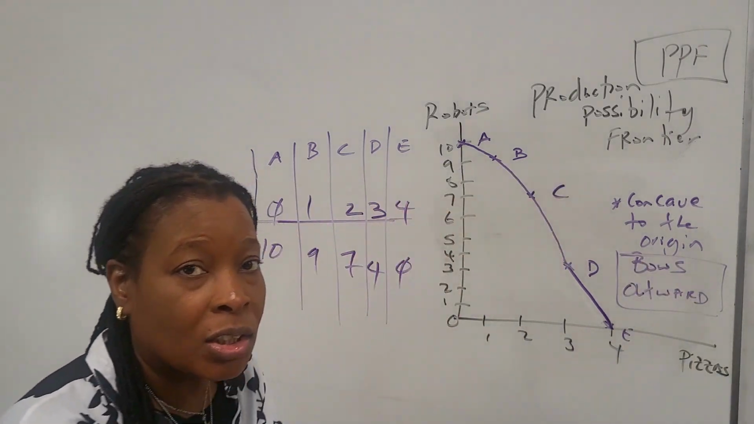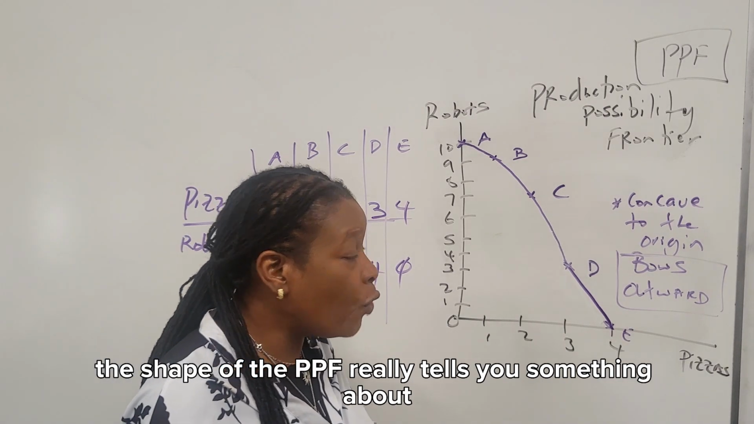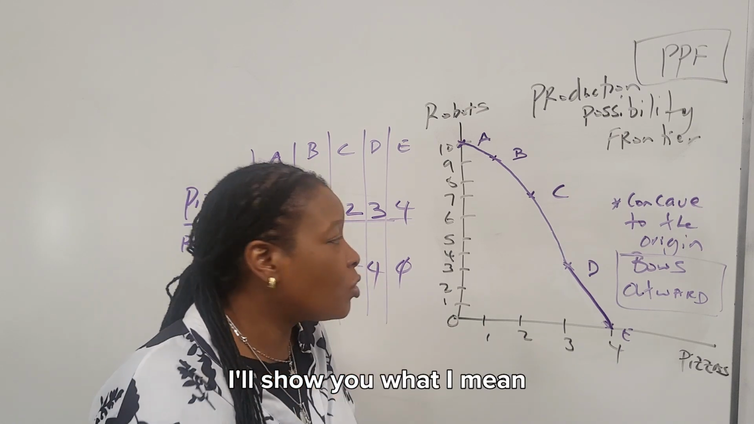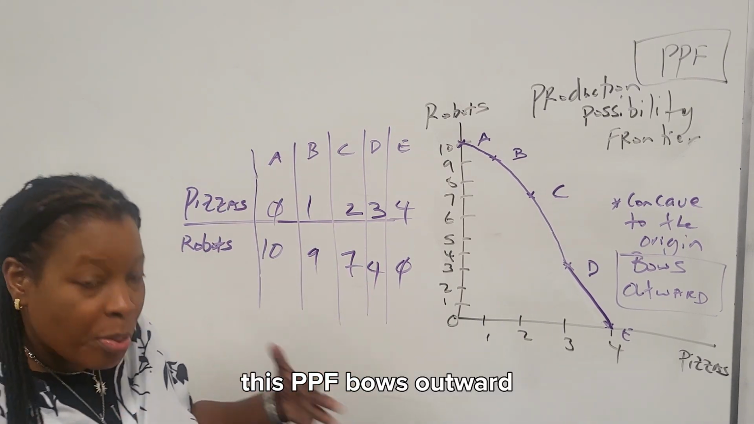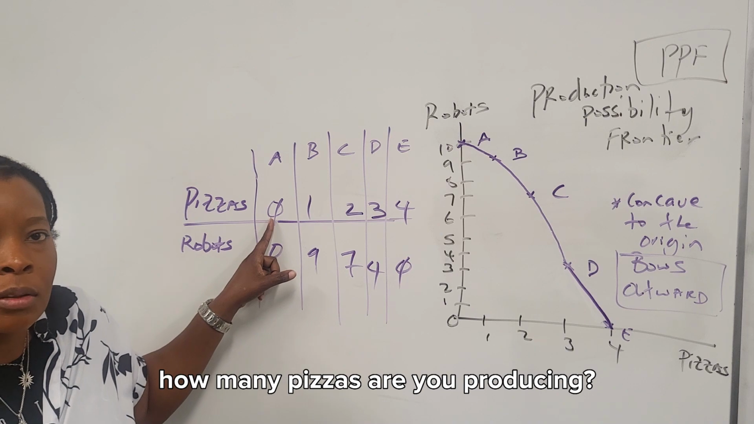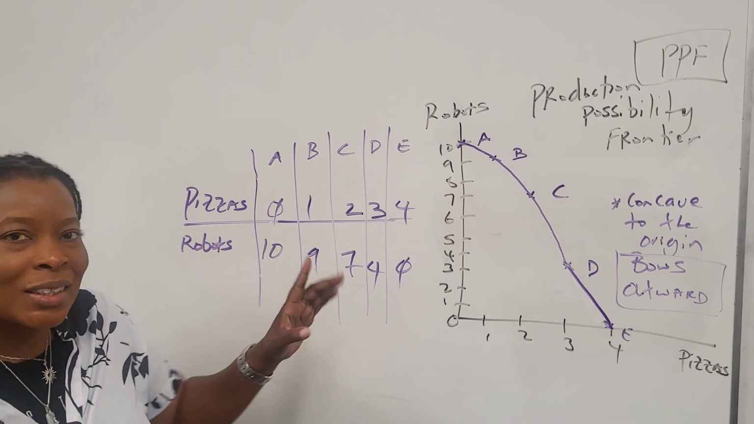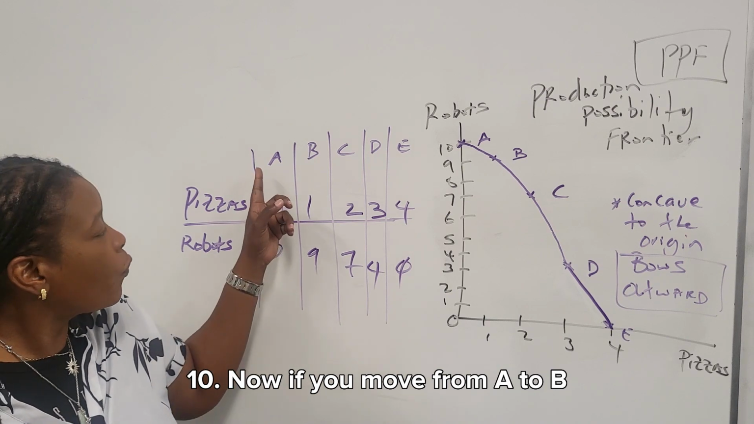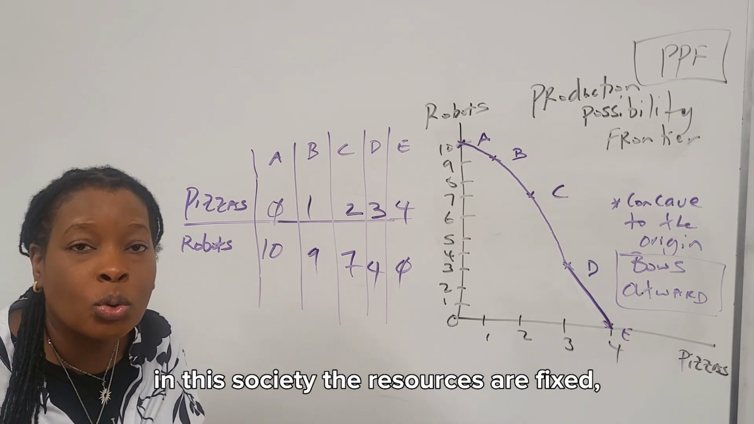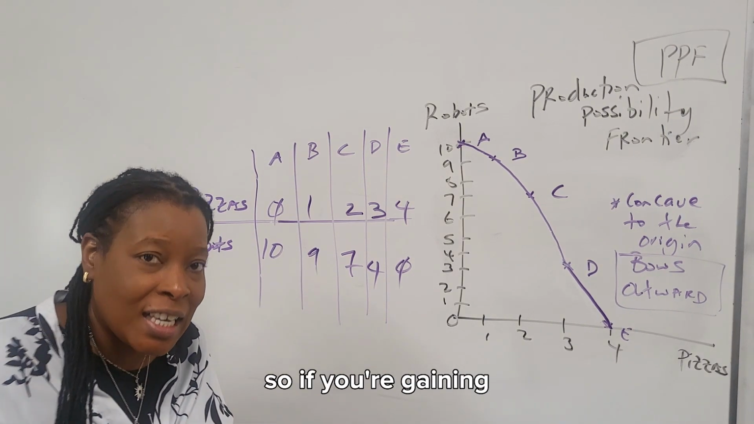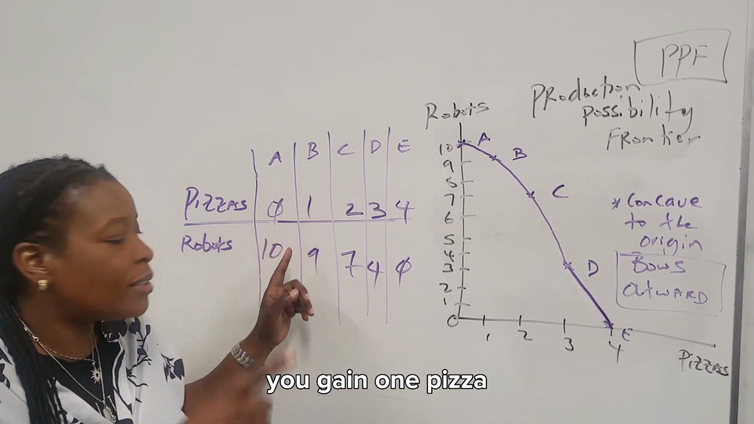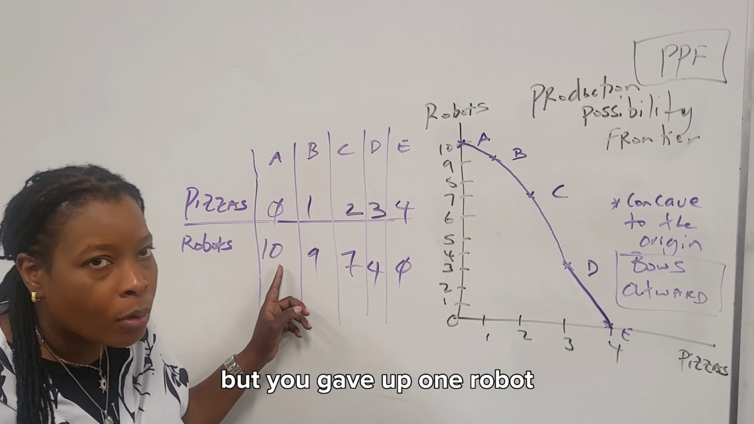Which is actually important. The shape of the PPF really tells you something about how society is actually using its resources. I'll show you what I mean. This PPF bows outward. Watch me. When you're at point A, how many pizzas are you producing? 0. How many robots? 10. Now, if you move from A to B, you gain pizzas, right? But remember, in this society, the resources are fixed, the technology is fixed. So if you're gaining, you gotta be taking from the other sector. So you move from A to B, you gain 1 pizza, but you gave up 1 robot.